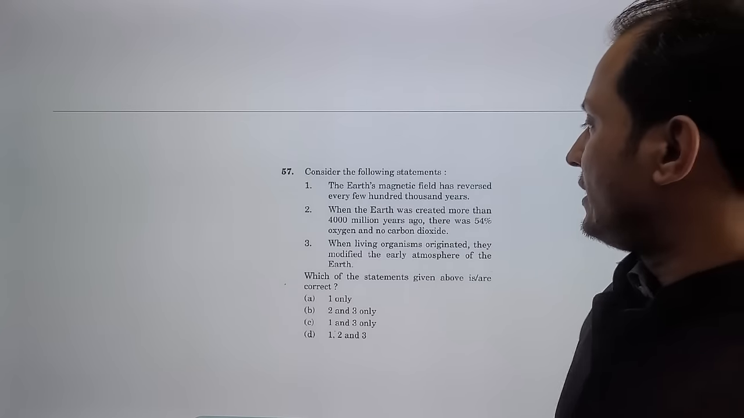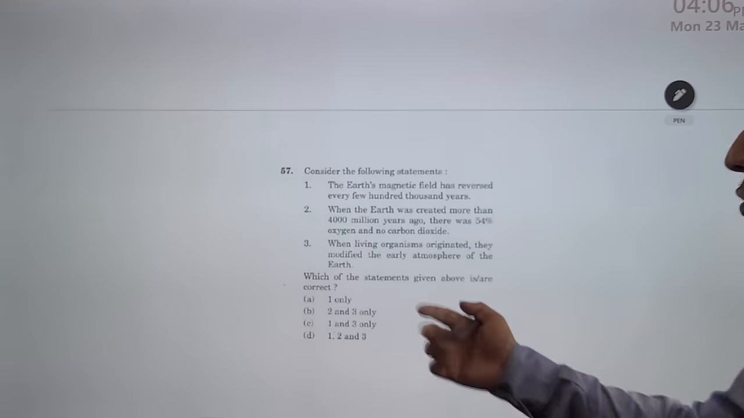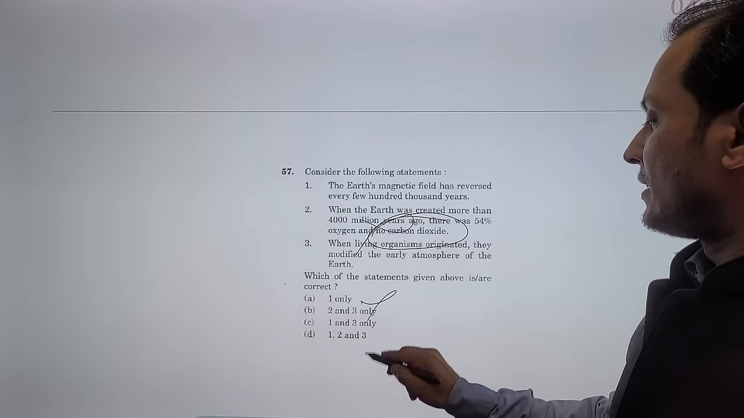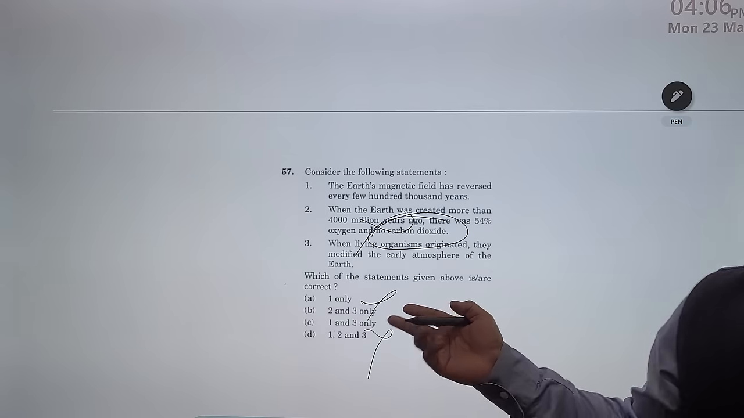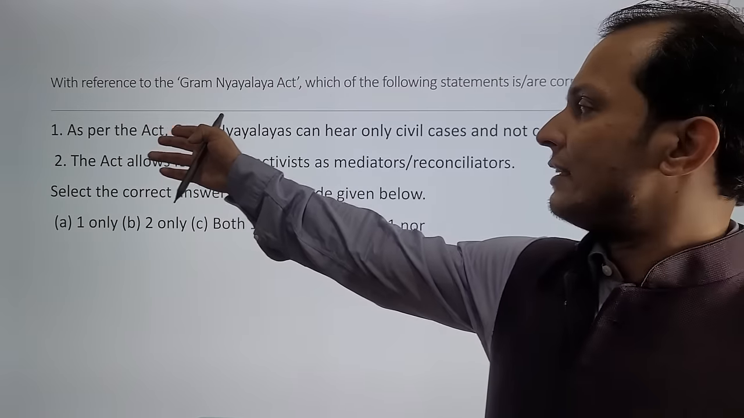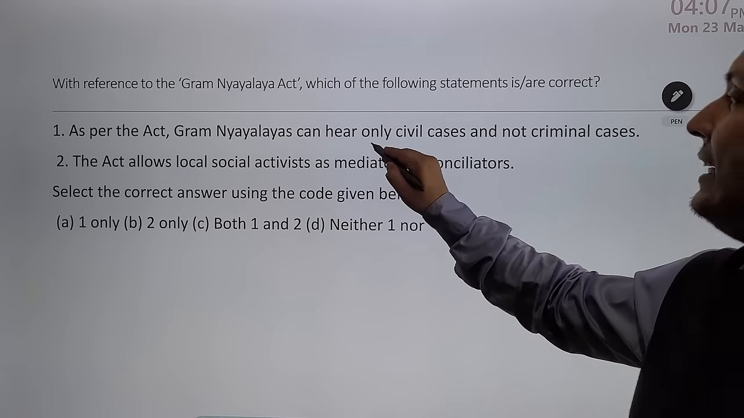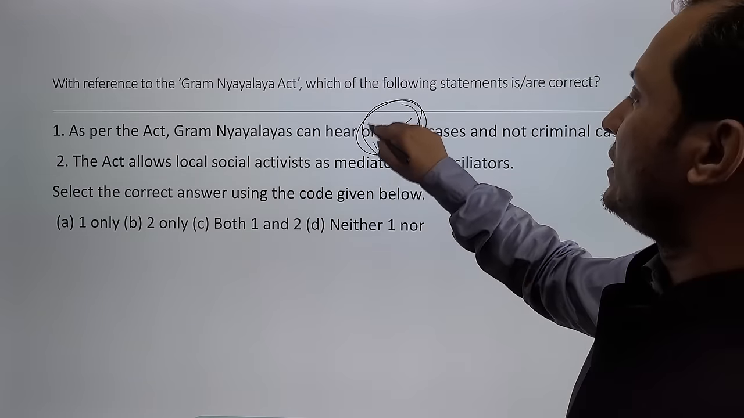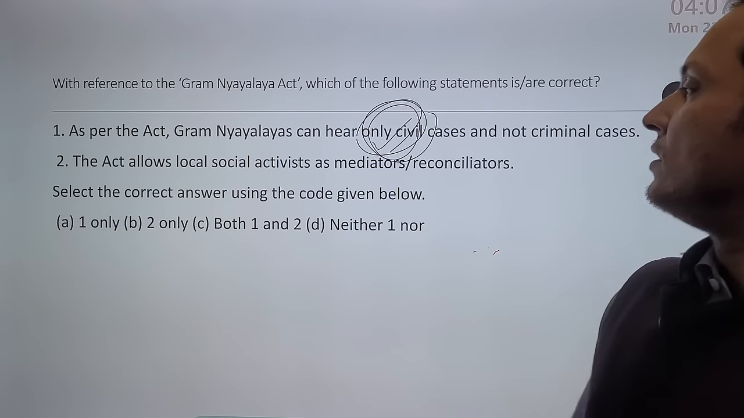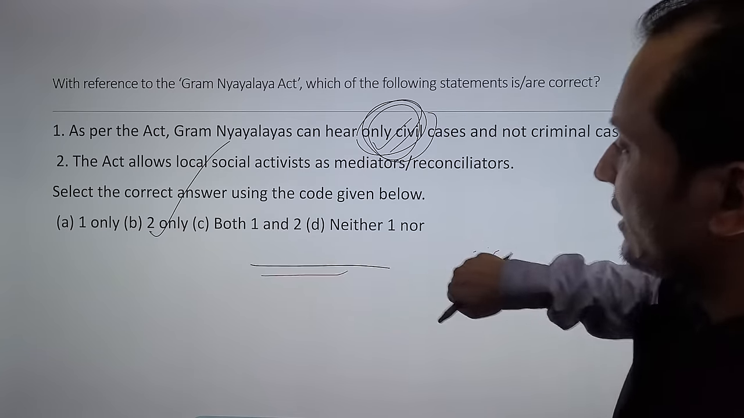Very easy question, guys. You read this question, it's about Earth's evolution. You see statement 2, it says no carbon dioxide, gone. Okay, very easy question. Now, you see this question also on Gram Nyalay Act. You see what it says, only civil cases, only, gone. Okay, so statement 2 is only correct.